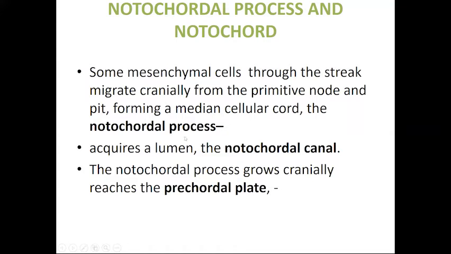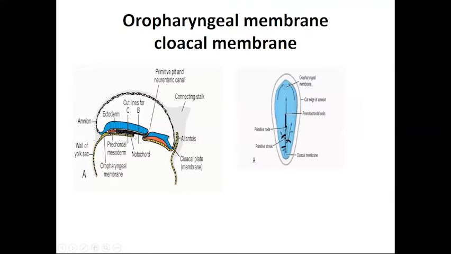At first it is solid, then it obtains a cavity, and then it is called the notochordal canal. This notochordal process grows cranially and reaches the precordal plate. If you can see this, this is first solid, then it obtains a lumen that becomes the notochordal canal, and this canal is going to lead to the precordal plate, that is the plate where you have the oropharyngeal membrane, or the precordal mesoderm. It reaches till that level.